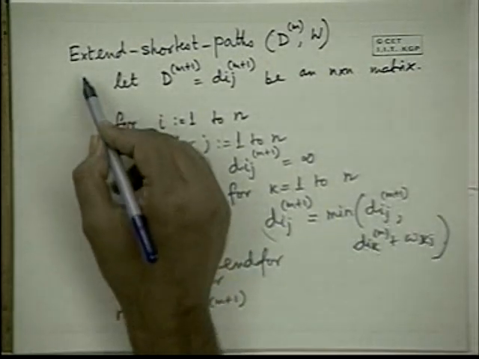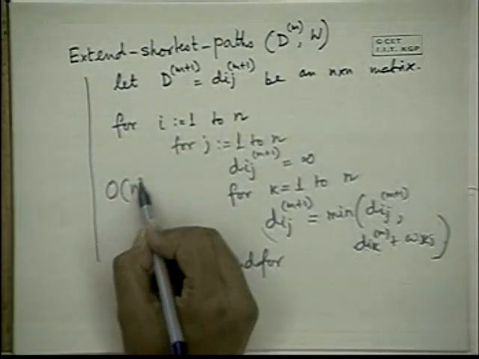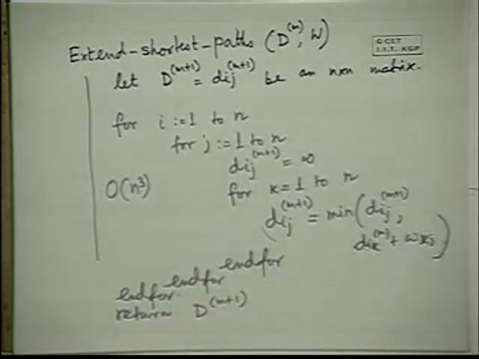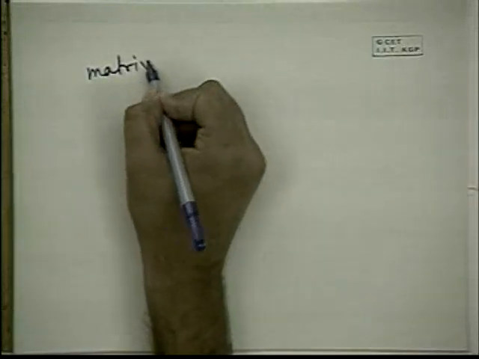Okay, so how much time does this take? This is order of n cube time, because there are 3 for loops. Can you see the similarity between the matrix multiplication and this operation? What is the matrix multiplication? Matrix multiplication has this form.